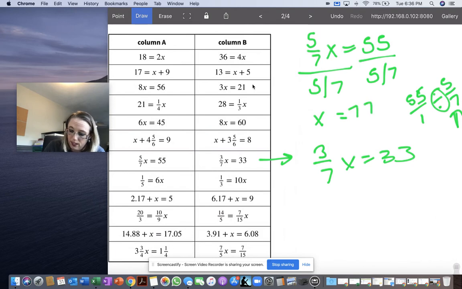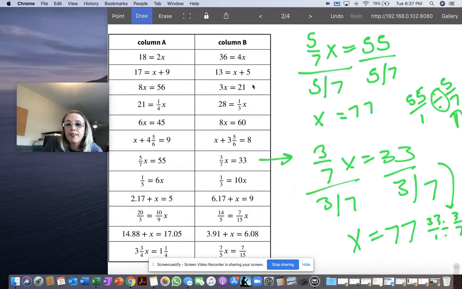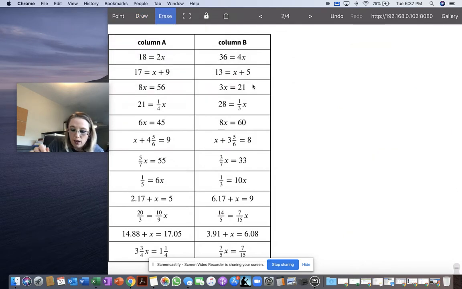Same with this. Divide by 3/7. X also equals 77. 33 over 1 divided by 3/7. Okay. If you're still having trouble with the fraction part, get a hold of me. We can Zoom and work on it. This is a good time to do that.